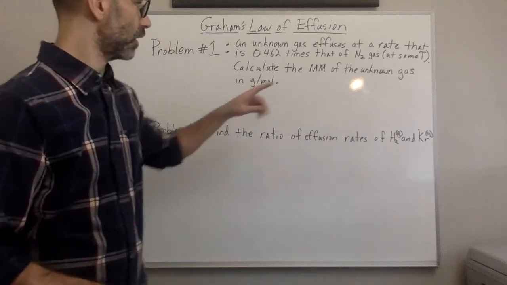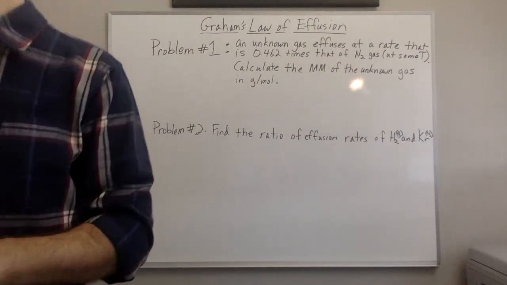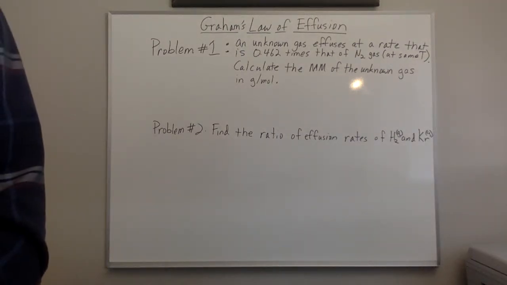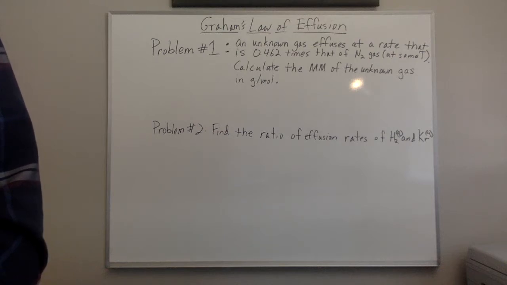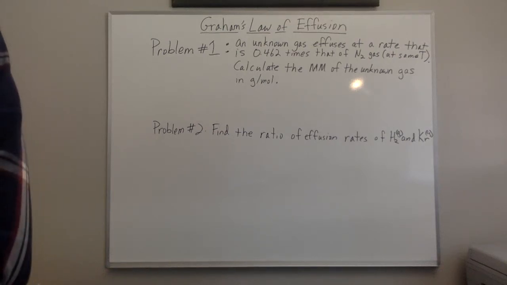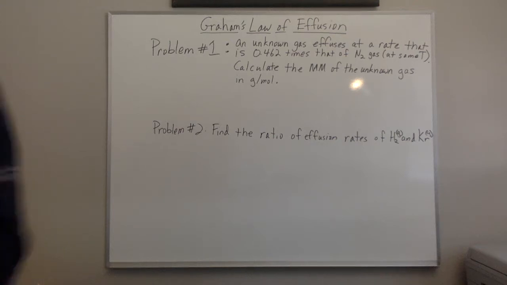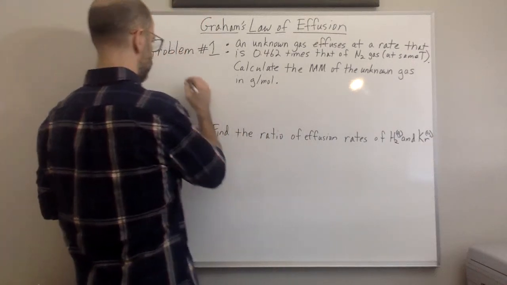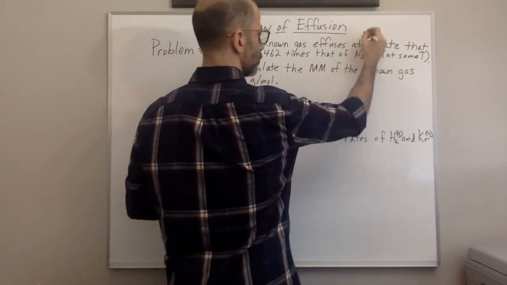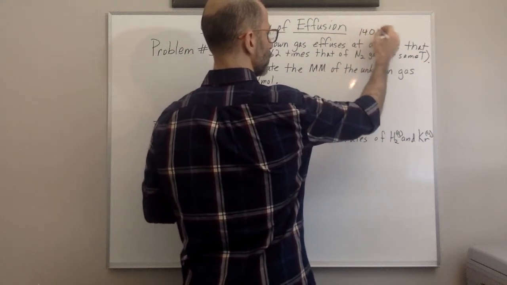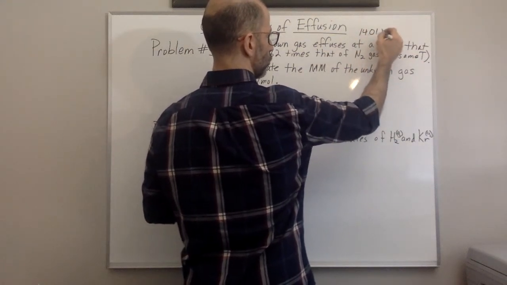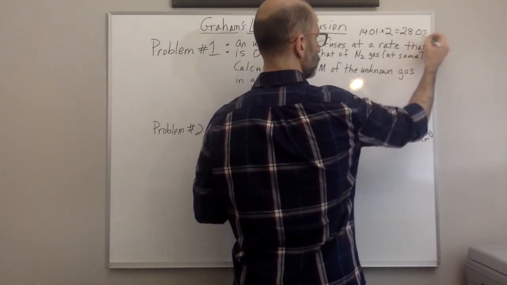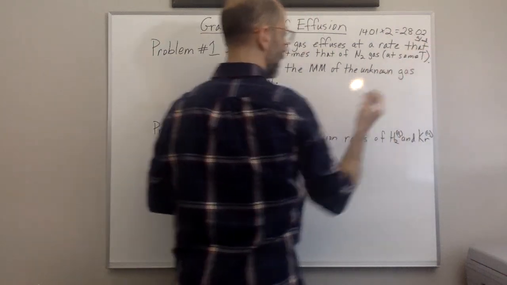So we need the molar mass of nitrogen. If you look that up in your periodic table, it's going to be 14.01. Nitrogen gas is N2, so you multiply that by 2, and the total is going to be 28.02 grams per mole for the nitrogen.